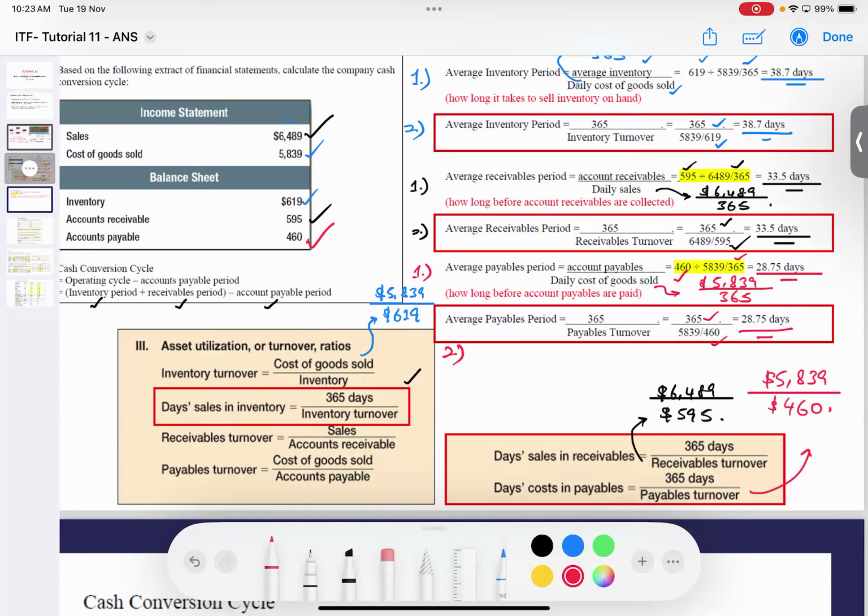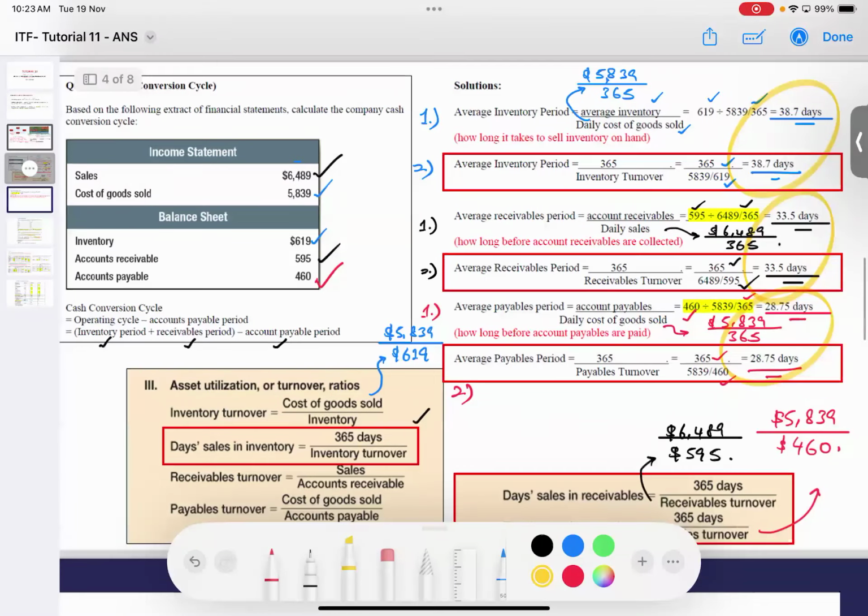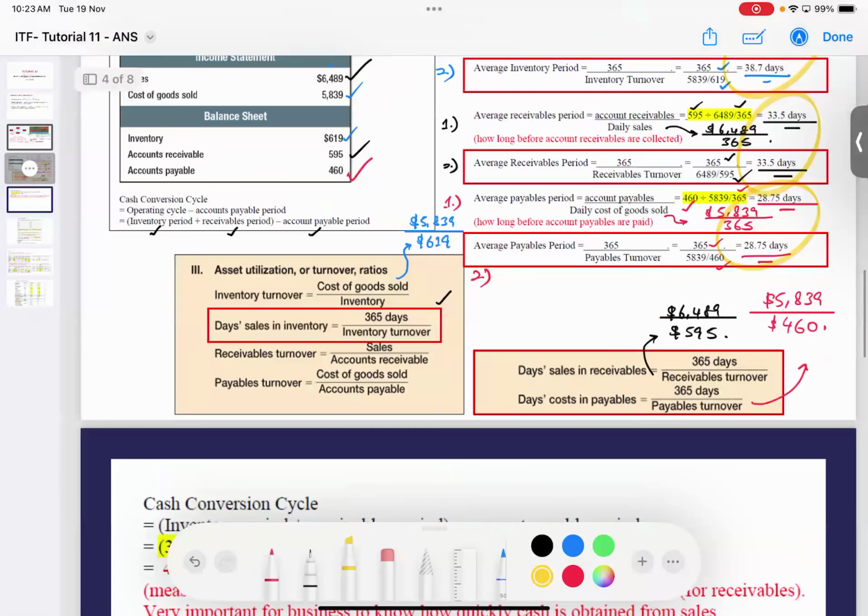So you will have the information ready. You will have the information for the number of days for the average inventory period, number of days for the account receivable period, and number of days for accounts payable period. So three information here already. Now we can calculate the cash conversion cycle. Okay, so we put that into the formula, cash conversion cycle.